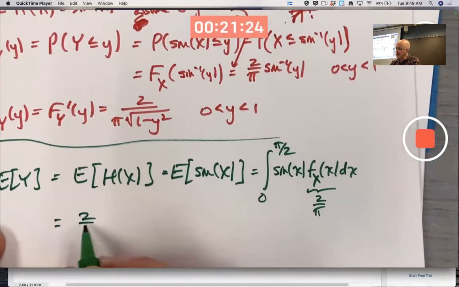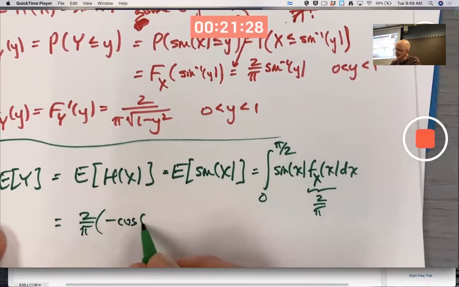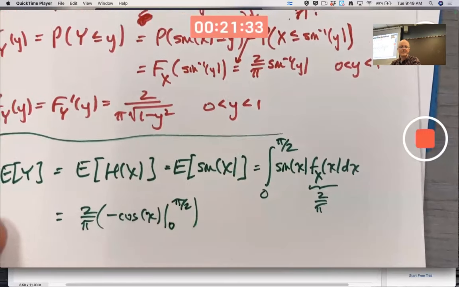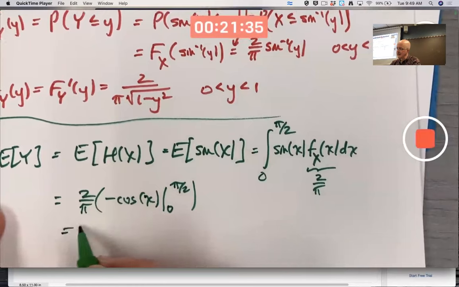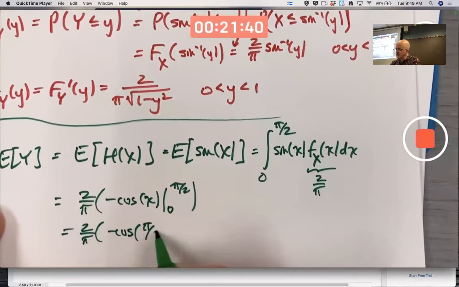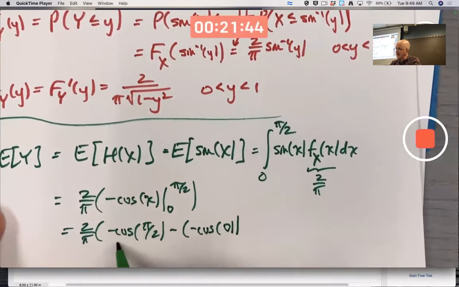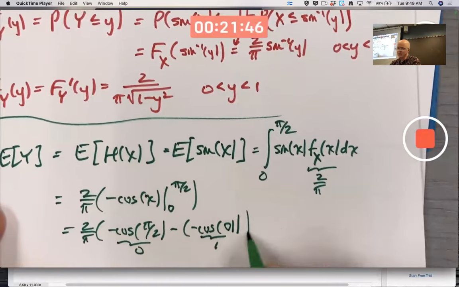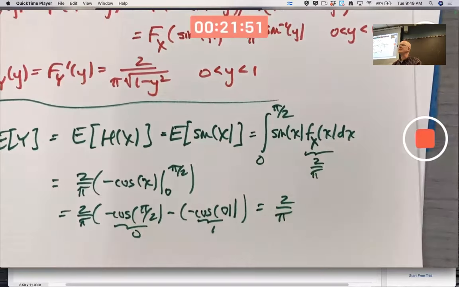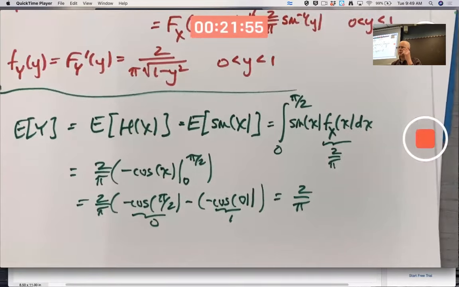So you get 2 over pi times integrate sine, you're going to get negative cosine. So you get negative cosine of pi over 2 minus negative cosine of 0. Cosine of pi over 2 is 0. Cosine of 0 is 1. 2 minuses make a plus. 2 over pi is the answer. So that one's fairly easy to do, but you got to know what to do.